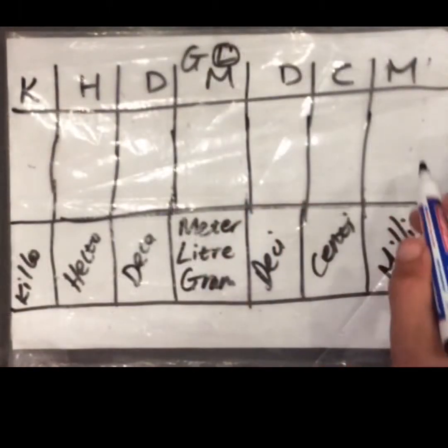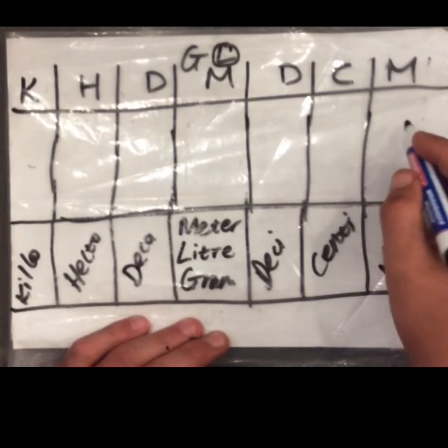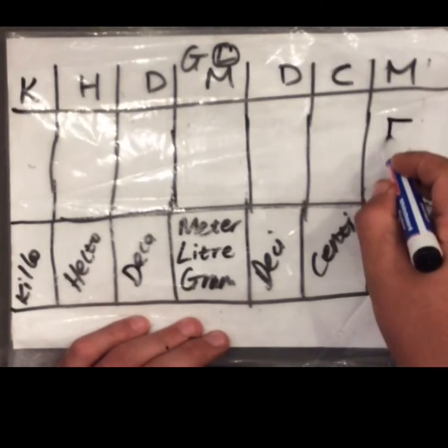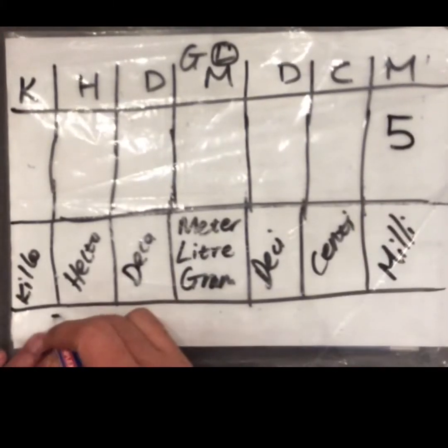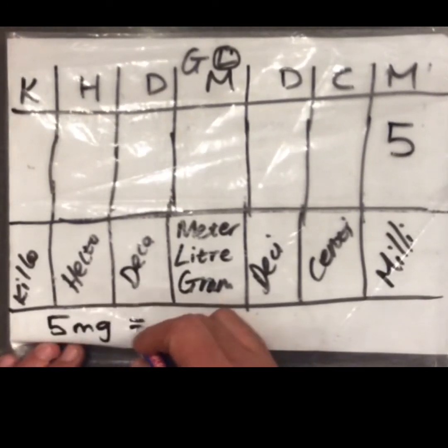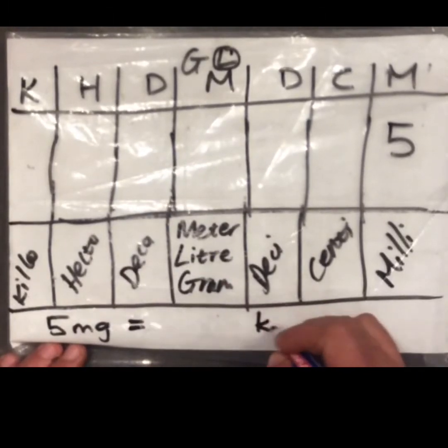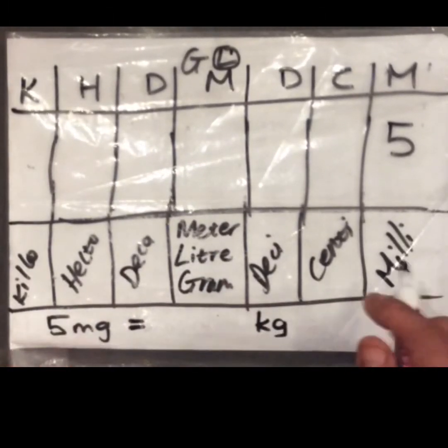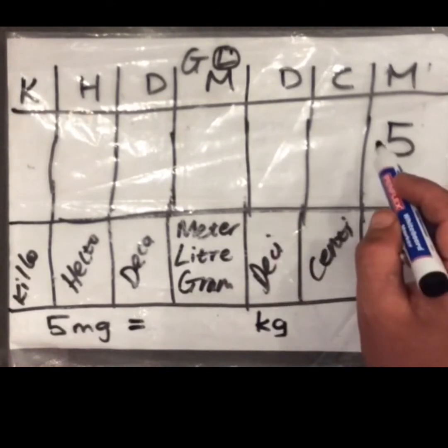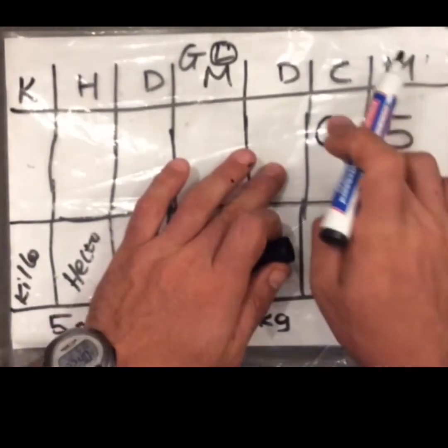Now let's move on to the next one. Let's say we had 5 milligrams, and that is equal to how many kilograms? Now we're going all the way up, from one end of the spectrum to the other. This is where this table becomes quite important, because now it's easy to find out. We simply keep adding zeros.